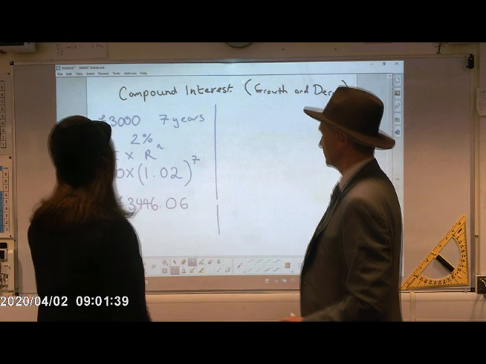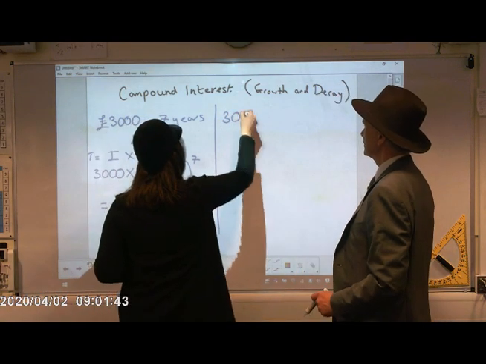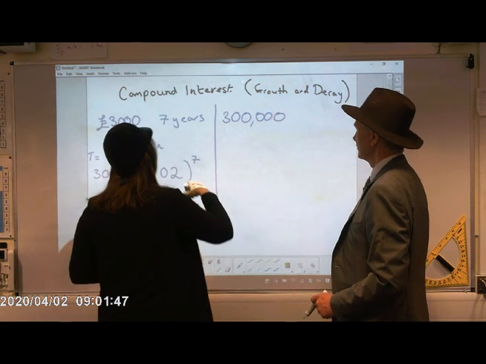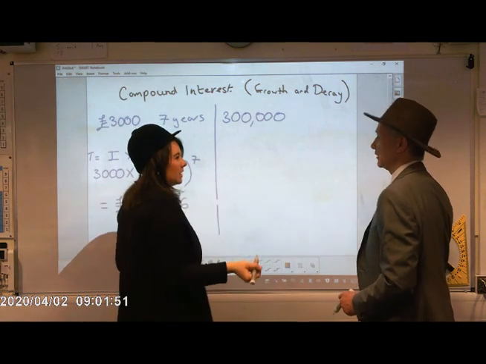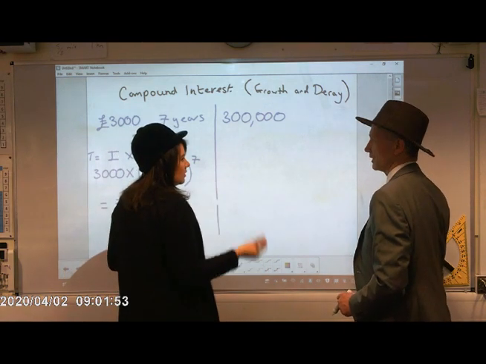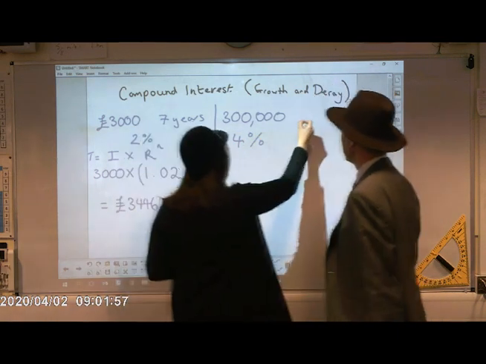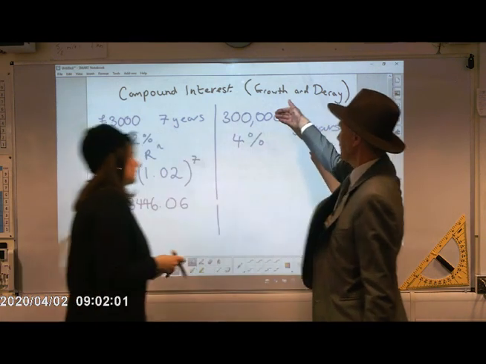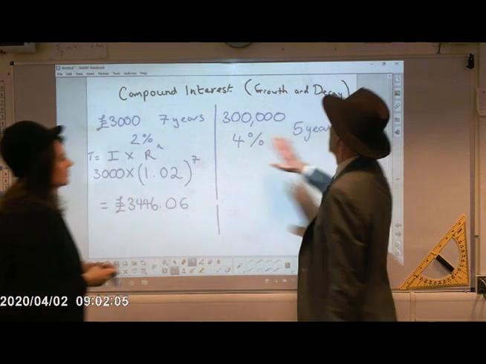So we're going to do some growth now. We're going to have a population of 300,000 people, and they're going to grow. What would be a good population growth? I think probably about 4% per year. 4%. And I want to know how much my population is going to be after 5 years. So 300,000 people, 4% increase per year, compound for 5 years.